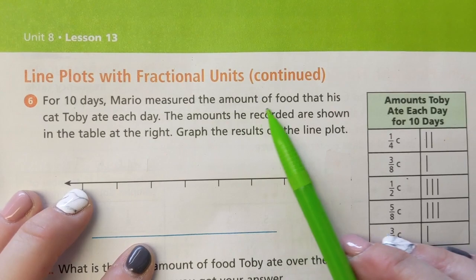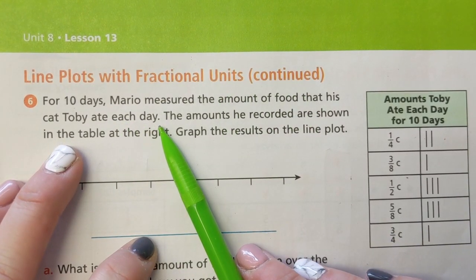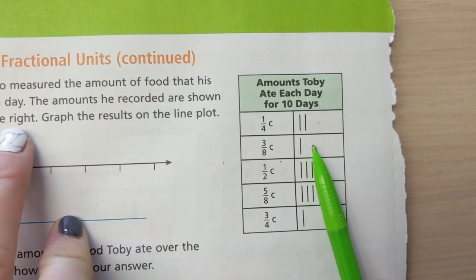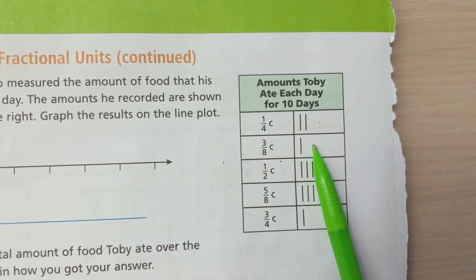For 10 days, Mario measured the amount of food that his cat Toby ate each day. Here's his frequency chart. The amounts he recorded are shown in the table at the right. Graph the results on the line plot.